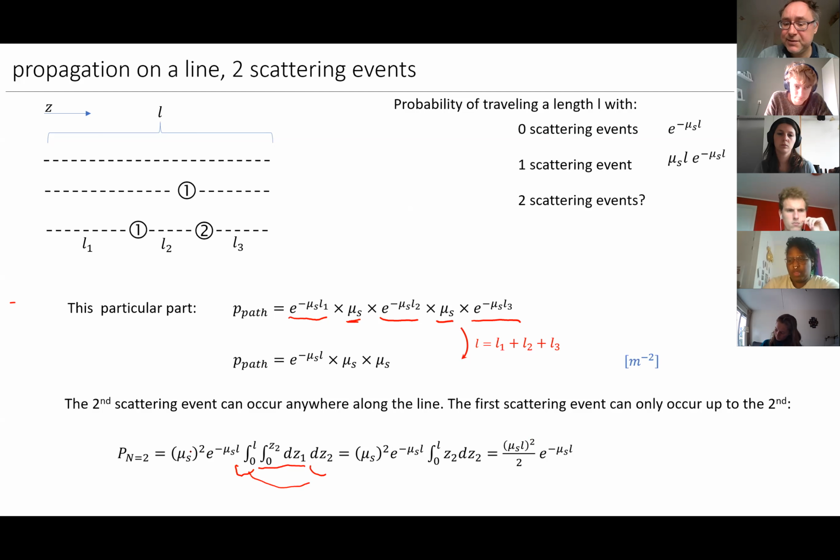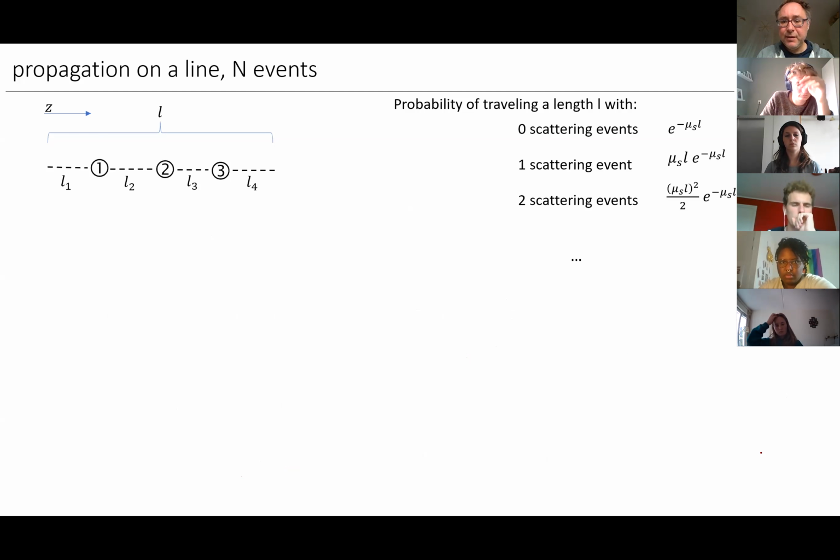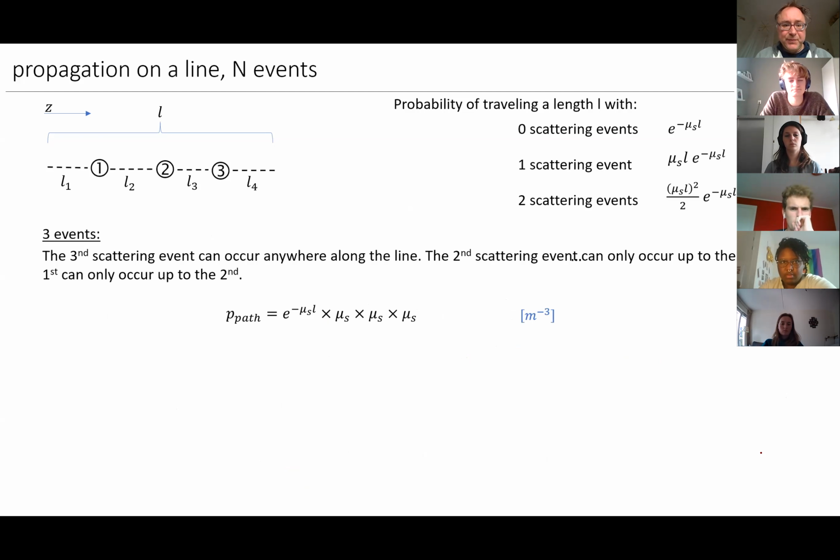Okay. Well then, just to keep the bookkeeping nice, these are of course integrals for each of the events over the whole length, but what is implied is that these steps are small steps, equal to some value dl. Okay, well, this one you see coming, of course. So what happens if we now look at 3 events?